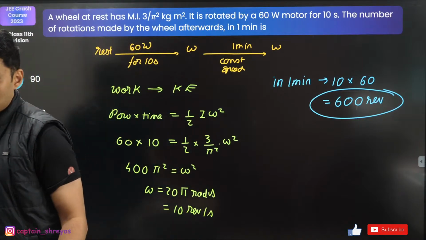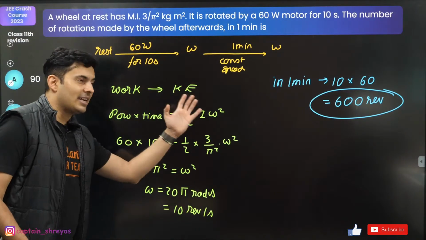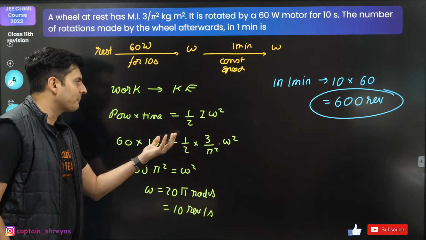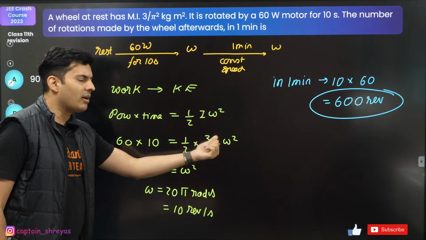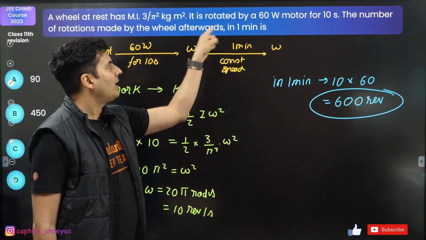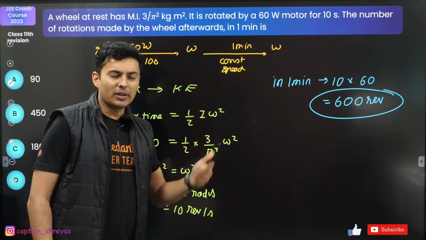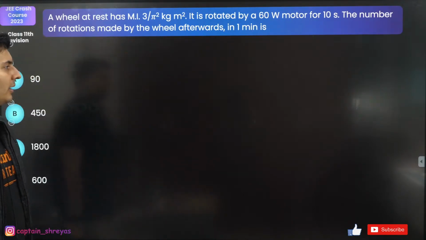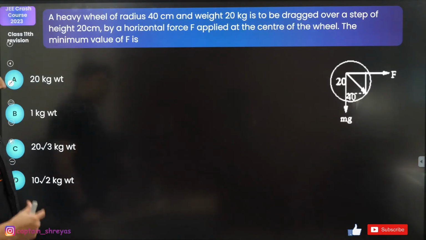Got it? Understood? I have used the work-kinetic energy theorem. Work done is power into time, because power is work by time, and kinetic energy is half I omega square. Substitute, I got omega. That omega is maintained afterwards for 1 minute, so constant speed. I know the speed, so I know how many revolutions it undergoes. Next question coming up on your screen.